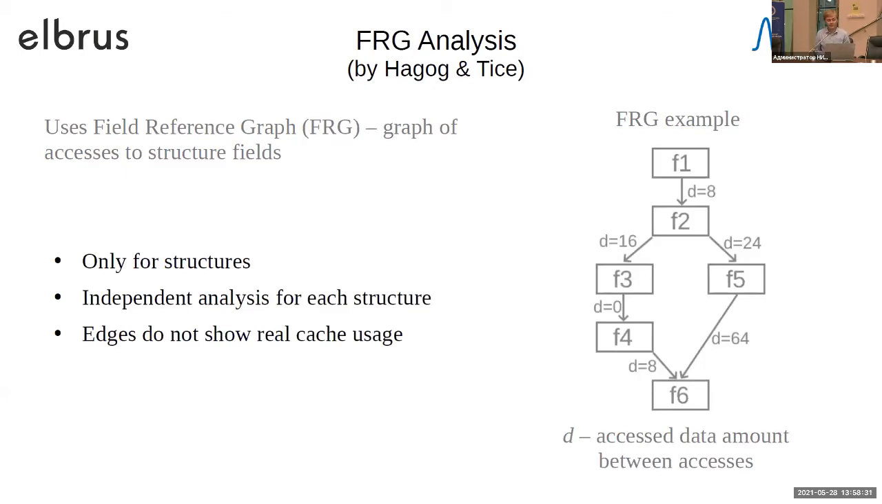But it's not unified enough for us. Firstly, because it's only for structures. Secondly, because it has independent analysis for each structure. And a little point that is not ideal for us, that edges do not show real cache usage. They show how much data is loaded, and there can be some conflicts between already loaded data, so it will change how we can count number of cache misses.